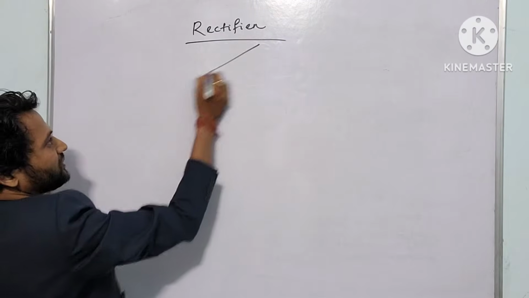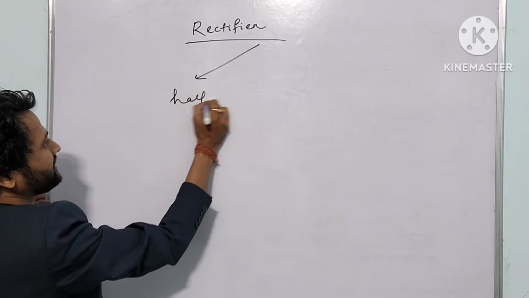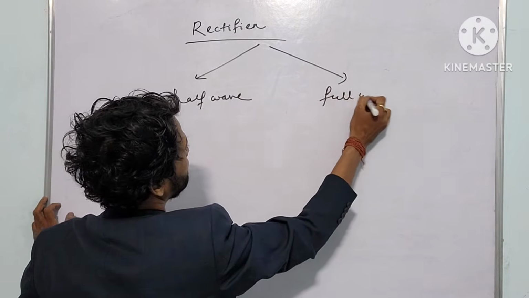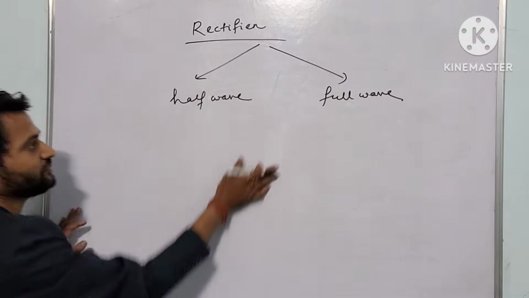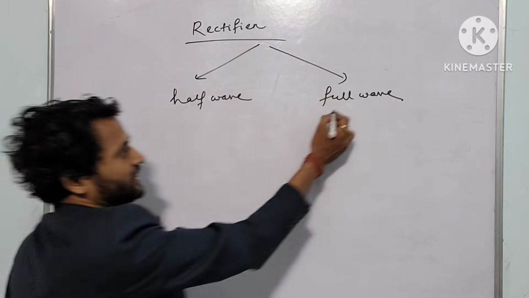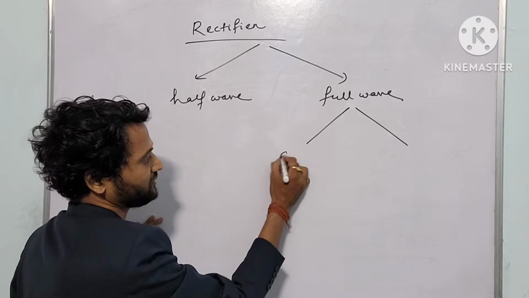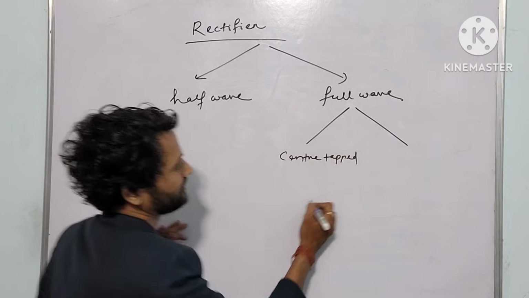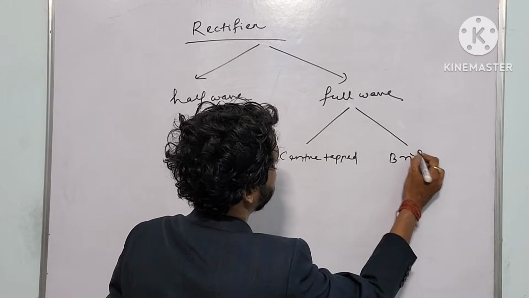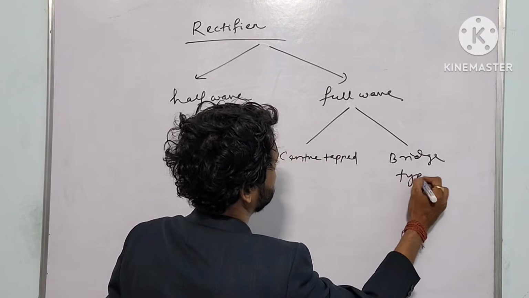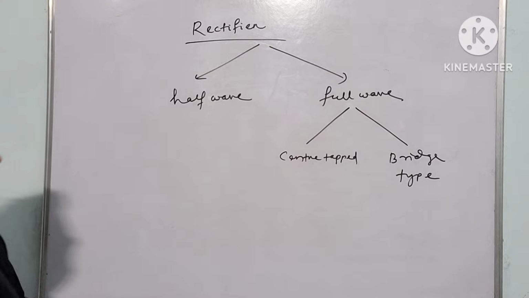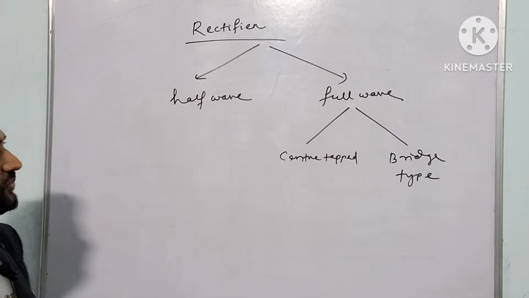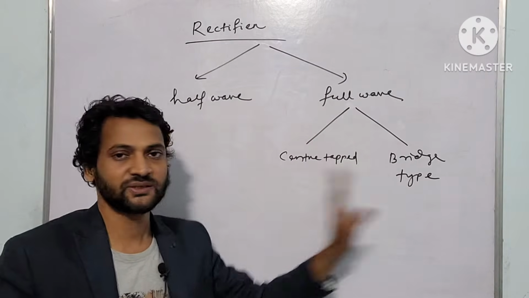Then rectifiers are of two types. One is half wave rectifier and the second is full wave rectifier. Remember one thing: full wave rectifiers are again of two types. One is center tap rectifier and the second is bridge type rectifier. Again, I repeat, rectifiers are of two types: half wave rectifier and full wave rectifier. And full wave rectifiers are of two types: center tap and bridge type rectifier.